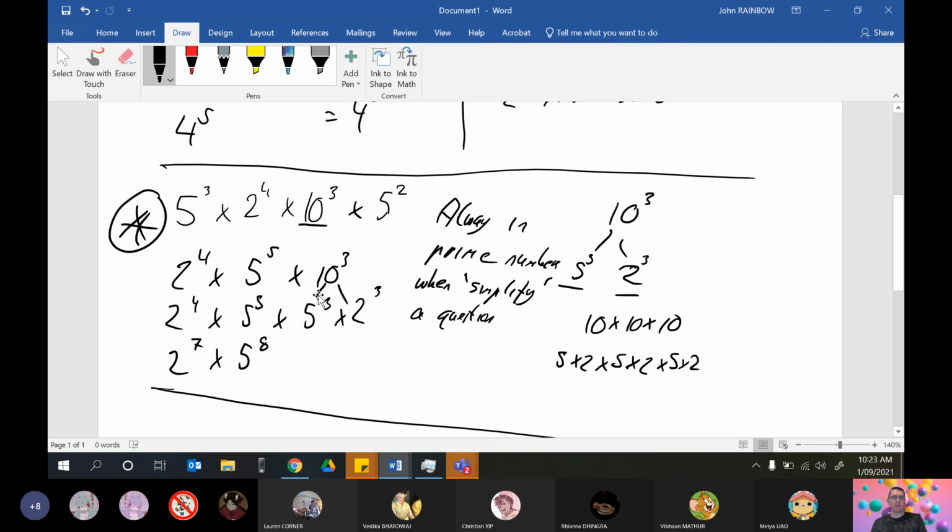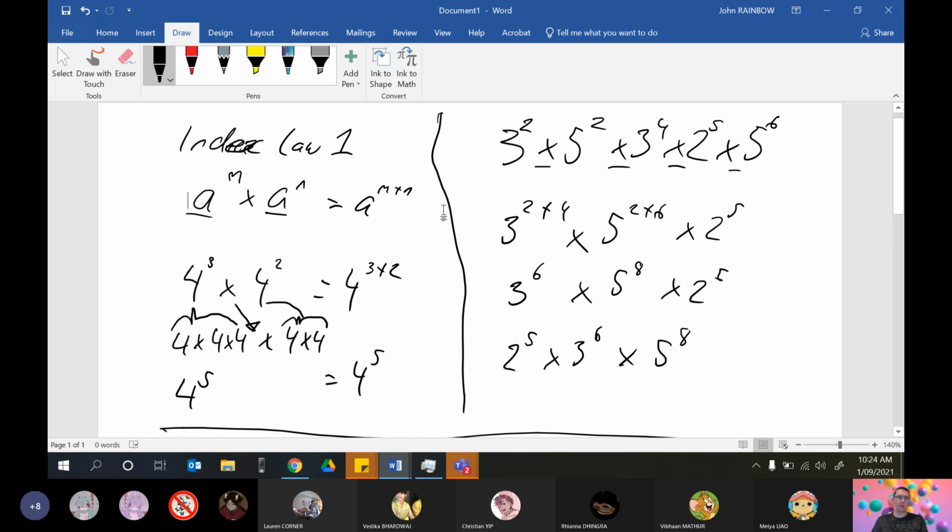But if you think about 10 to the power of 3, you can actually write it as 5 to the power of 3 times 2 to the power of 3. If you think about it, it's actually 10 times 10 times 10. You can change 10 to be 5 times 2, times 5 times 2, times 5 times 2, which in another way is 5 to the power of 3 times 2 to the power of 3. So that's why you can actually do that, and then you can collect those at the end as well.